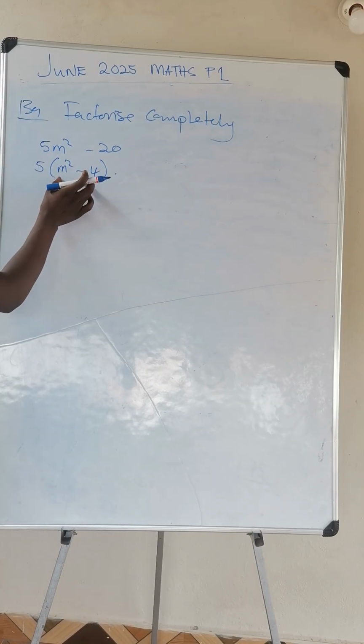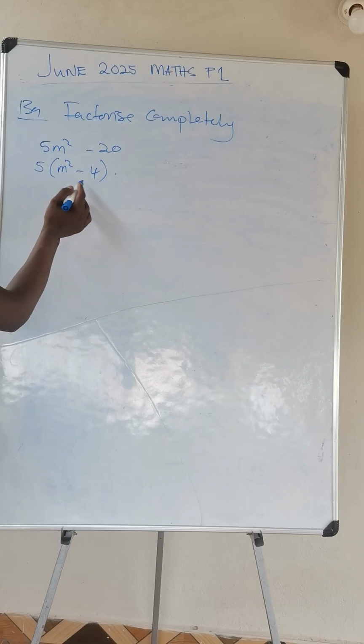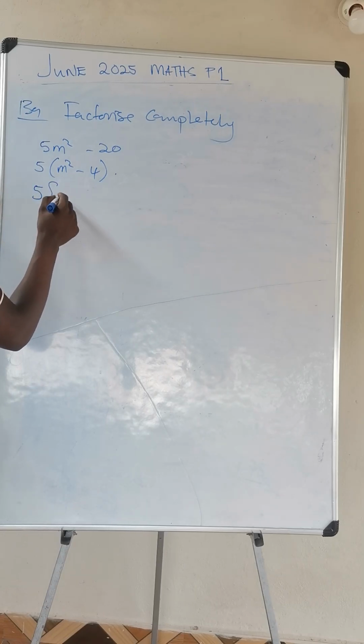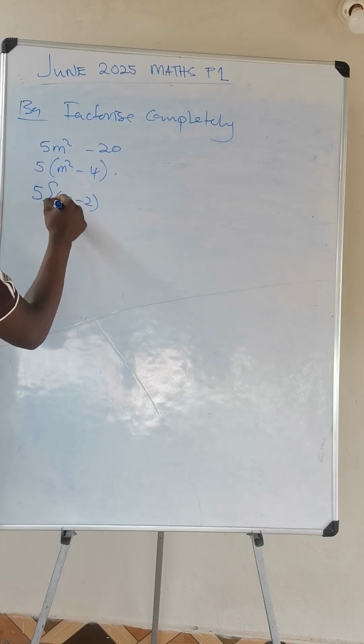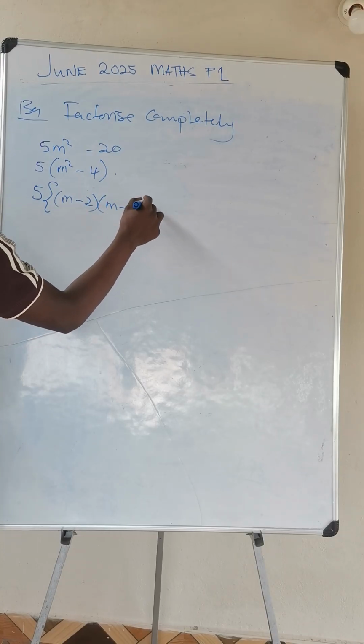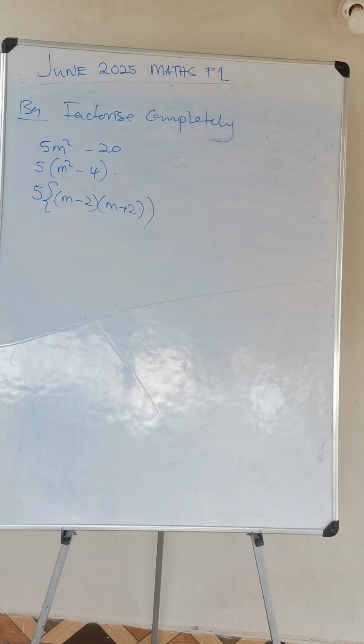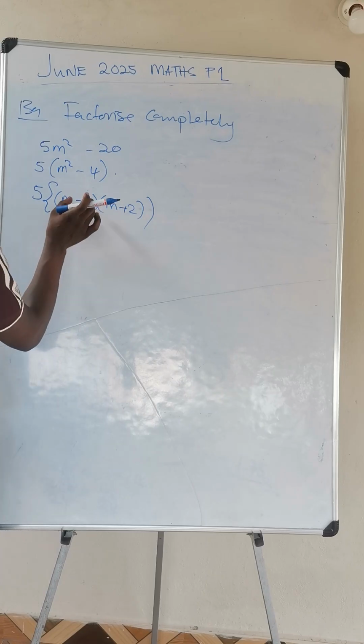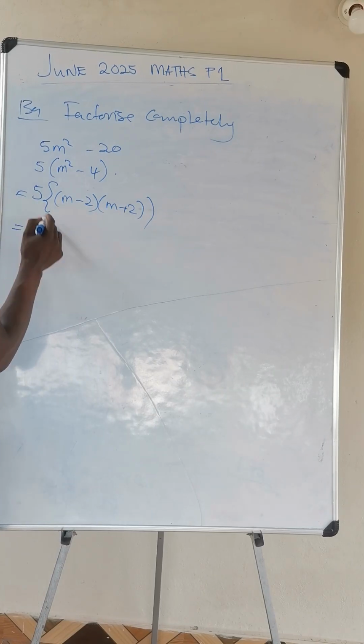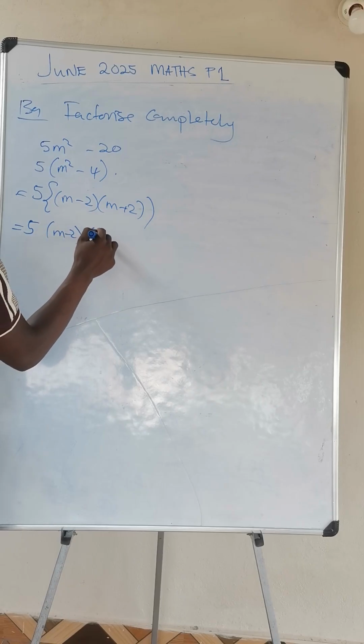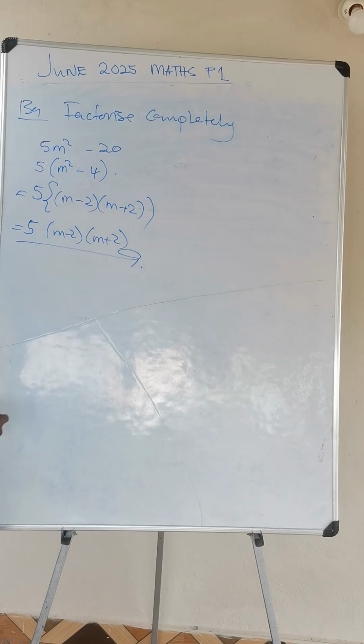But if we look deeply into this thing, we can see that this is a perfect square. So it becomes 5, here it's m minus 2, here it's m plus 2. So this will be our final solution. So we can reduce it to 5 times m minus 2 times m plus 2. This is the solution. We have completely factorized this expression. This is an expression, not an equation. We are not finding the value of the unknown, but we are just solving it according to the question.